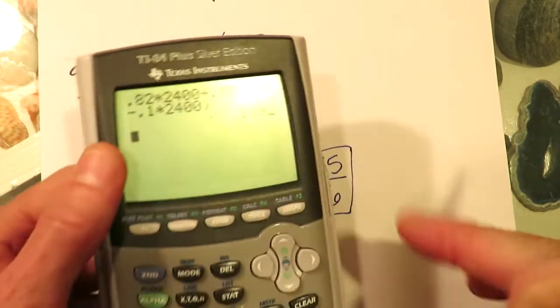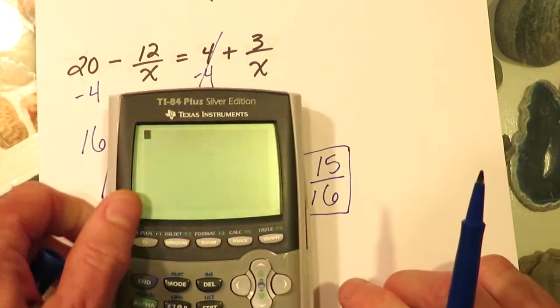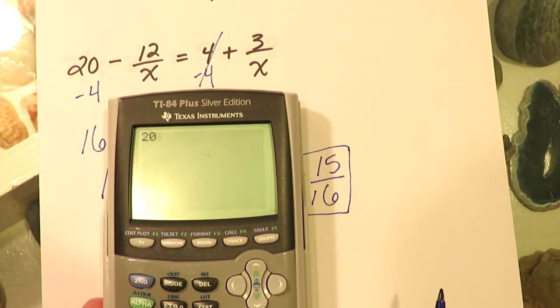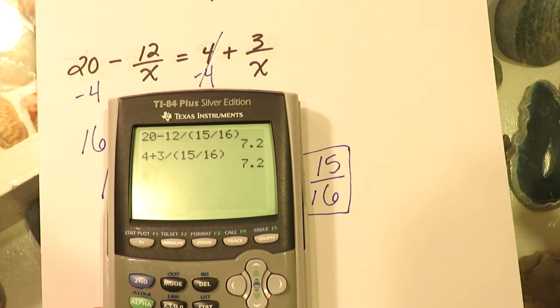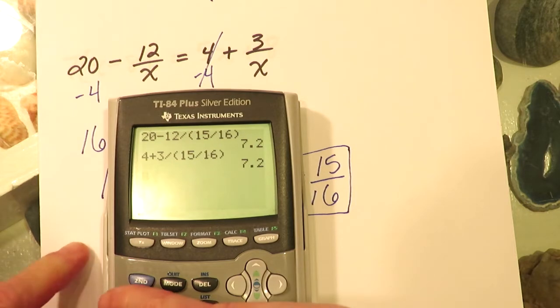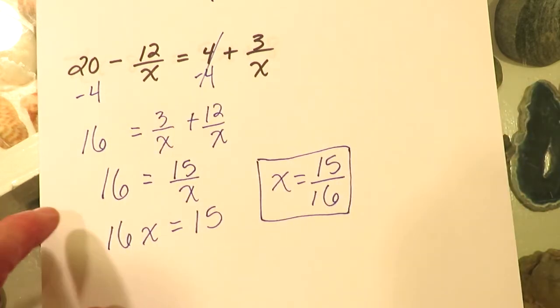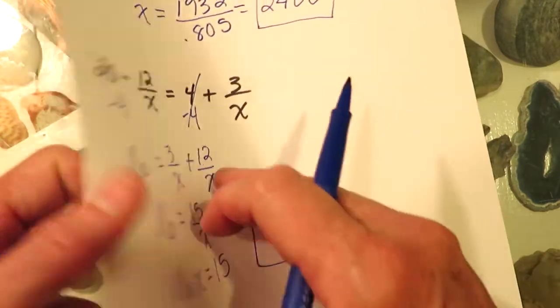Again, if you wanted to check your answer, we have 20 minus 12 divided by 15 divided by 16. And that gives me a value of 7.2. If on the right side I then take 4 plus 3 divided by 15 divided by 16, look, I get 7.2 again. So that means the left side equals the right side when I plug in my 15/16. So we solved that one correctly also.